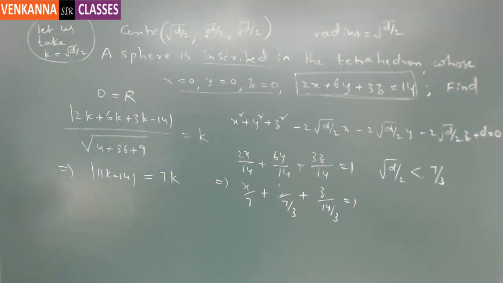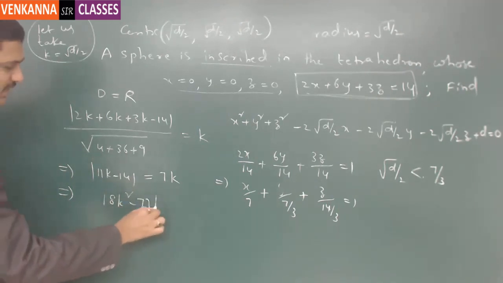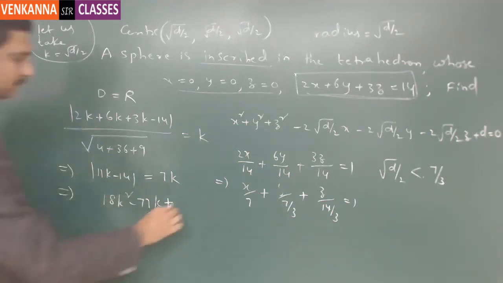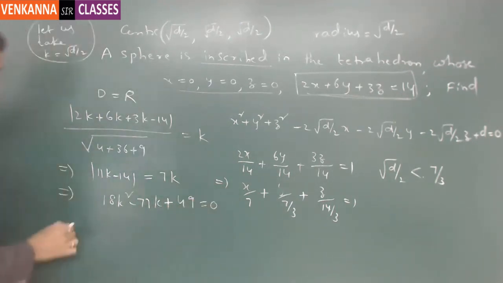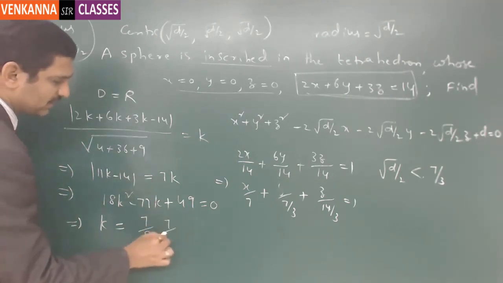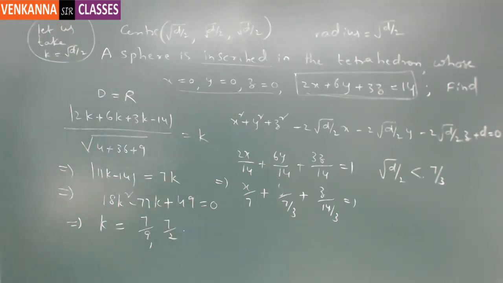You can go for squaring on both sides, which gives that 18k square minus 77k plus 49 equal to 0. Giving that k is equal to 7 by 9 comma 7 by 2. Now you have achieved two values for k, among which I am taking only 7 by 9.